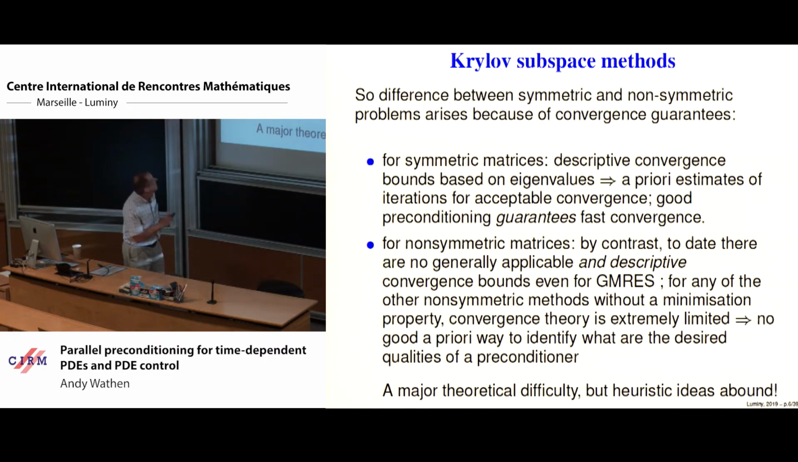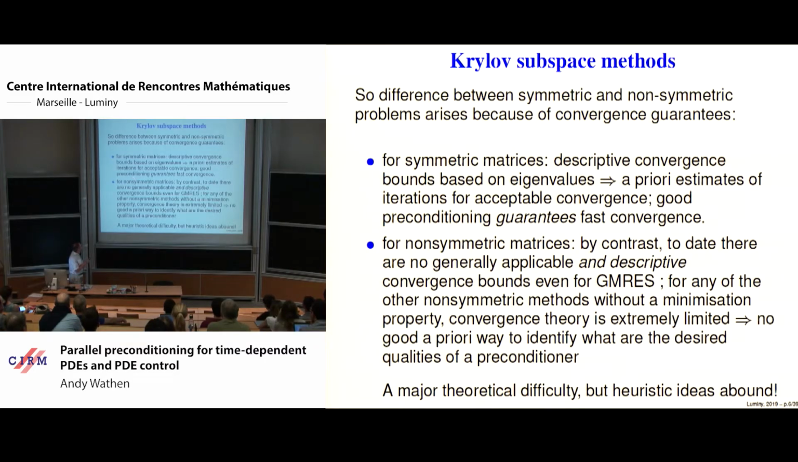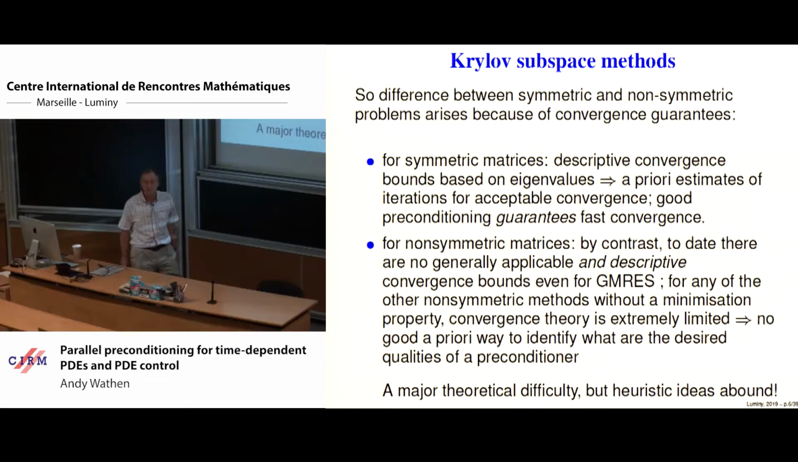So here we go. The difference between symmetric and non-symmetric problems, I claim, partly at least arises because of convergence guarantees. For symmetric problems, there are descriptive convergence bounds based only on eigenvalues, a priori estimates of iterations for acceptable convergence, and good preconditioning guarantees fast convergence, done. You can tell an engineer this will stop in so much time if you have some knowledge about the eigenvalues.